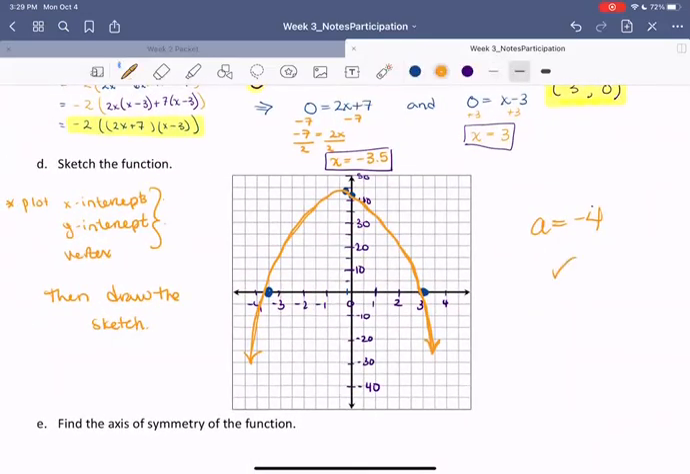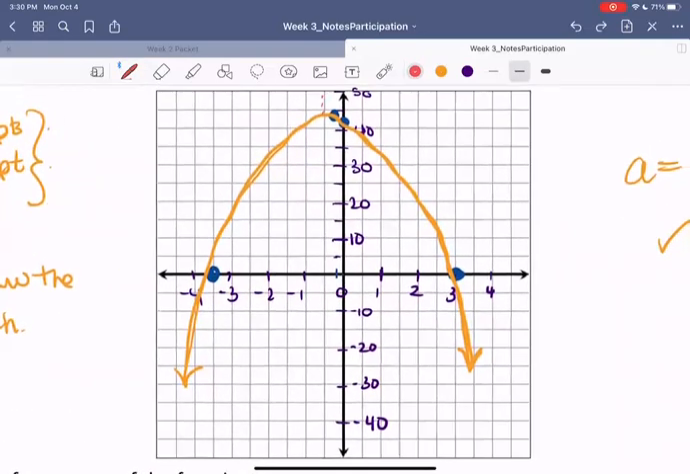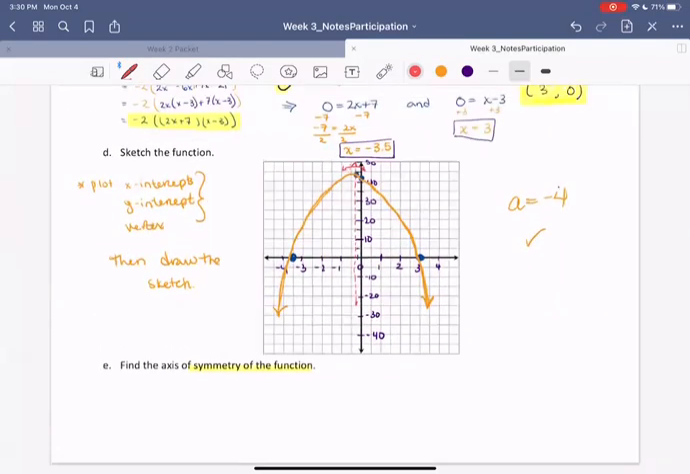So check this out. Part E says find the axis of symmetry of the function. You'll notice that these parabolas, which are the graph of a quadratic function, have a line of symmetry, meaning if I draw a line down that vertex, which for us is a little hard to see, my picture isn't the best, and if we folded our paper, our graph over that line, the graph would appear the same on one side as the other side. So we call that line a line of symmetry.